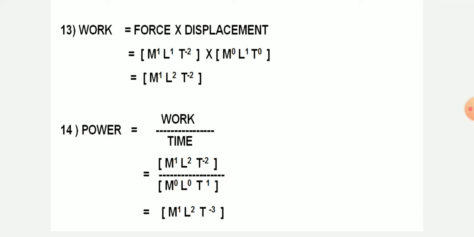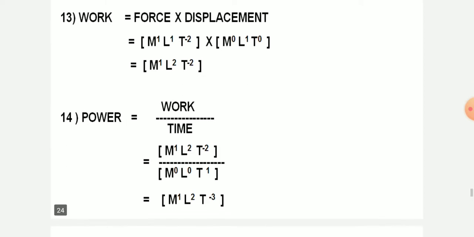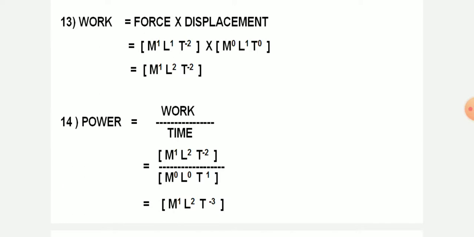Then work. The formula for work is force into the displacement. So the dimension for the force is M1 L1 T-2, and the displacement is M0 L1 T0. Therefore if we solve this, we will get M(1 plus 0 is 1), L(1 plus 1 is 2), and T raised to (minus 2 plus 0 is minus 2). M1 L2 T-2 in square brackets is the dimension for work. The dimension for energy is also the same, because work and energy are the same. The unit of both is also the same and the quantity is also the same. Therefore work and energy have the same dimensions.